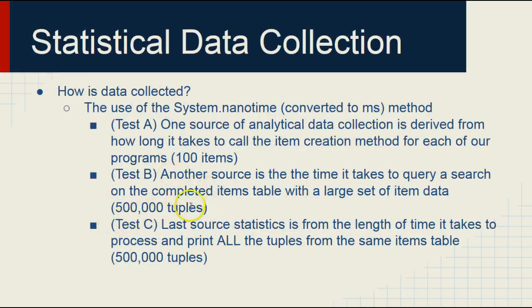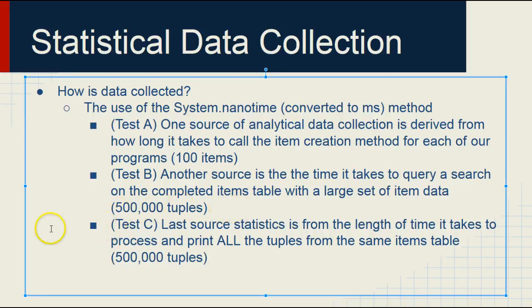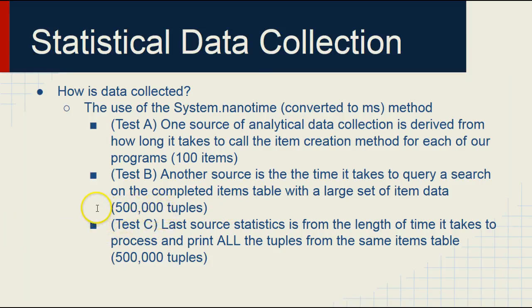In our test B, we used 500,000 tuples to query a search. So basically we were trying to find specific items, say a character is equipping a certain item from their inventory. We need to be able to search for that item, change its status from being in the inventory to being equipped on a character. And we figured that any one character would probably never have more than 500,000 items in their inventory, but we just decided to use 500,000 so that it could be a more significant number to calculate. And we did several tests to find the average using 500,000 tuples.